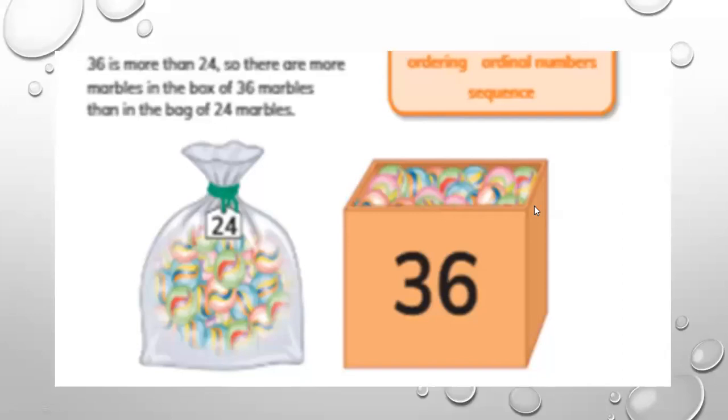So look at these numbers. 36 is more than 24, so there are more marbles in the box of 36 marbles than in the bag of 24 marbles. As you know, 36 is bigger than 24, so in that box we can add more marbles, and automatically the bag of 24 is going to have fewer marbles than 36.